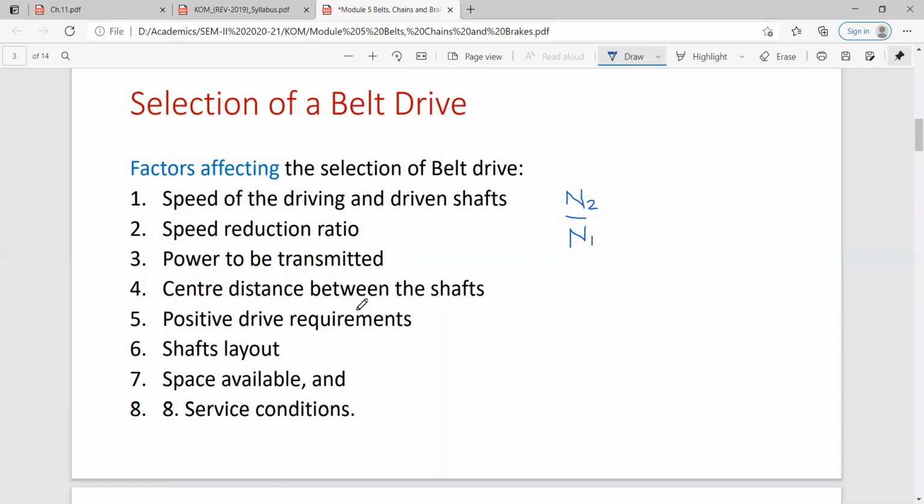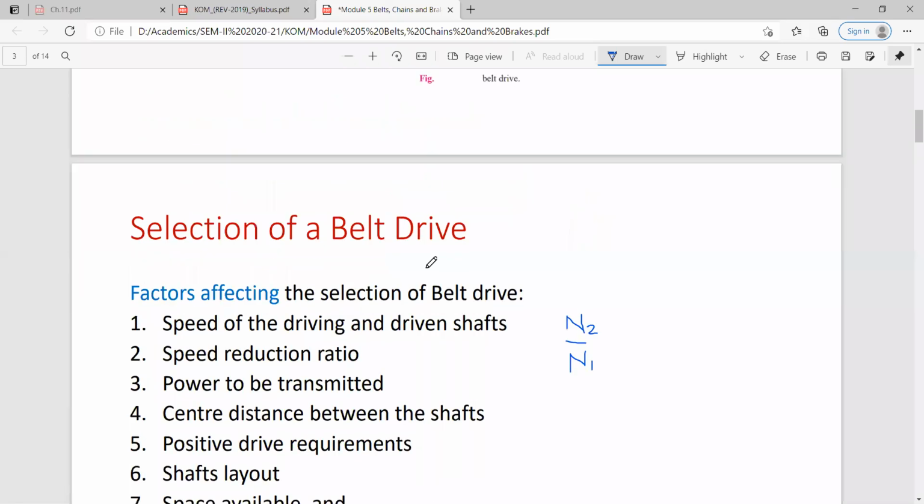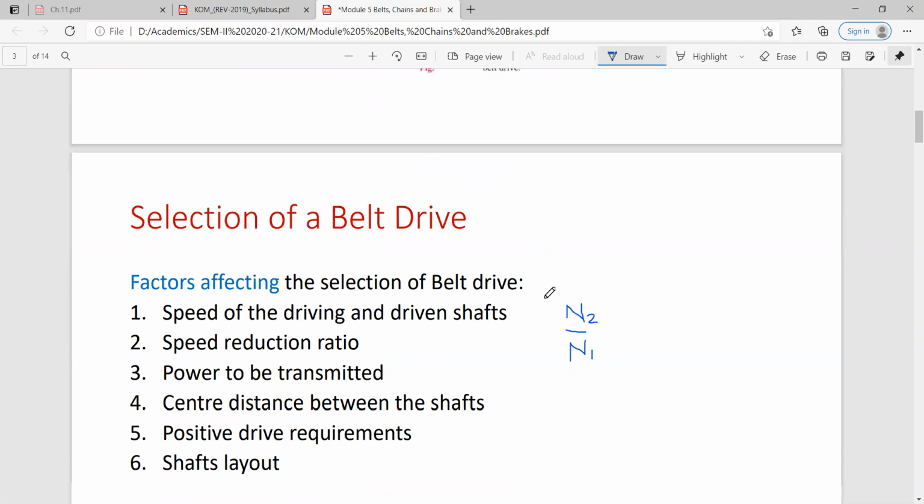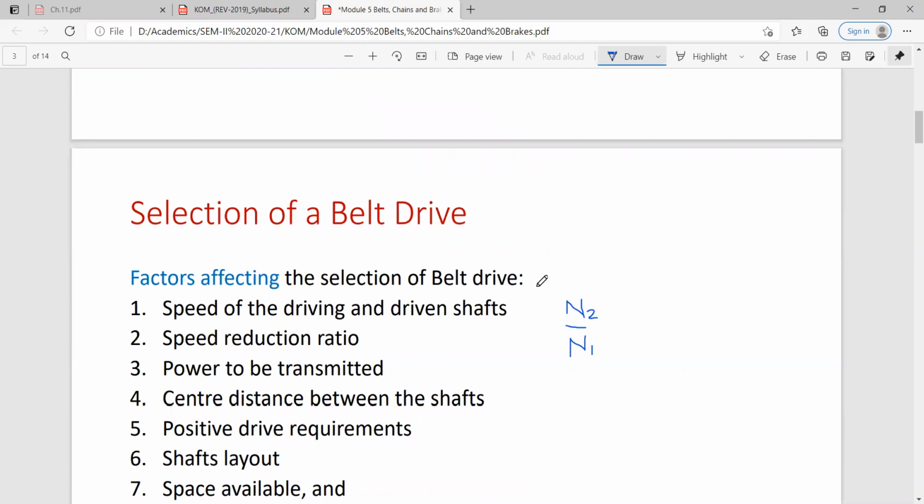Then the center distance between the shafts. There is some range, so if the distance between the shafts is in this range, then a particular drive is suitable for that. How do you define the center distance between the shafts? That is nothing but this distance. This is called the center distance, that is, the center to center distance of two shafts.